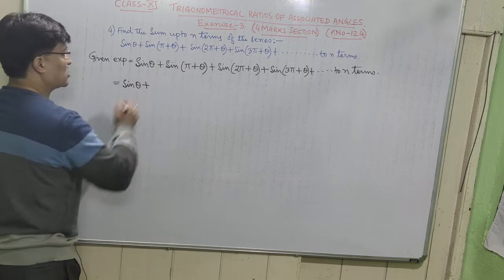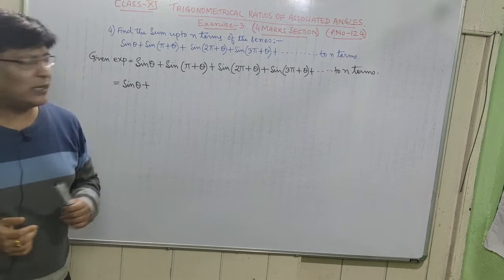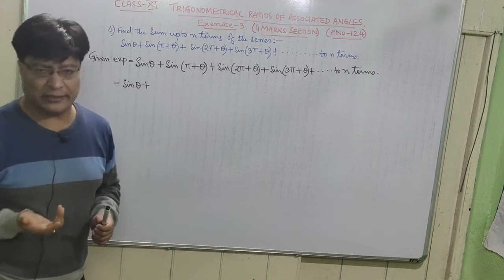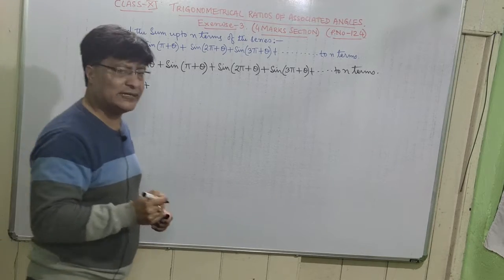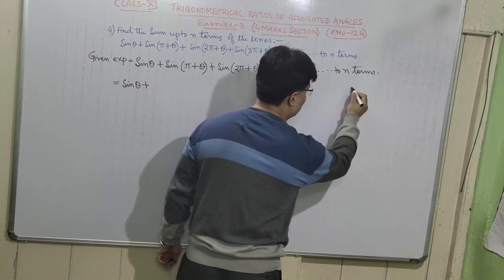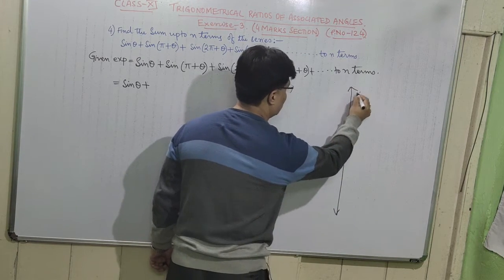Next, what is sine of pi plus theta? What is the value of pi actually? Here pi is in terms of radian. You have to write it in terms of degrees. So pi is equal to 180 degrees. Let us write down the figure here. Let us draw the figure.